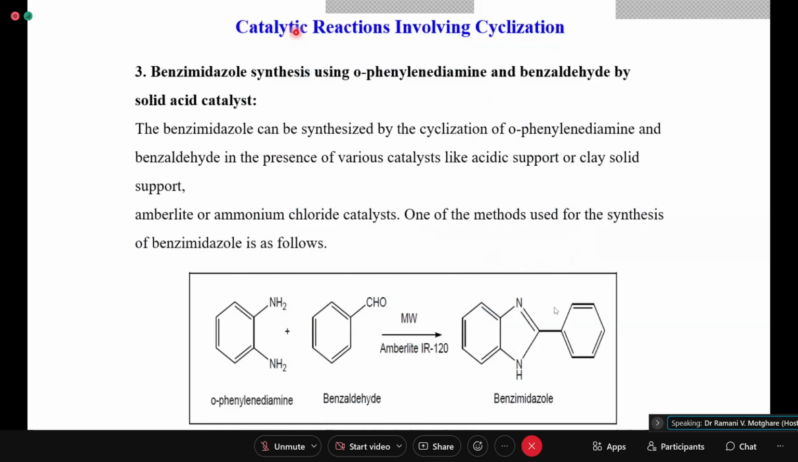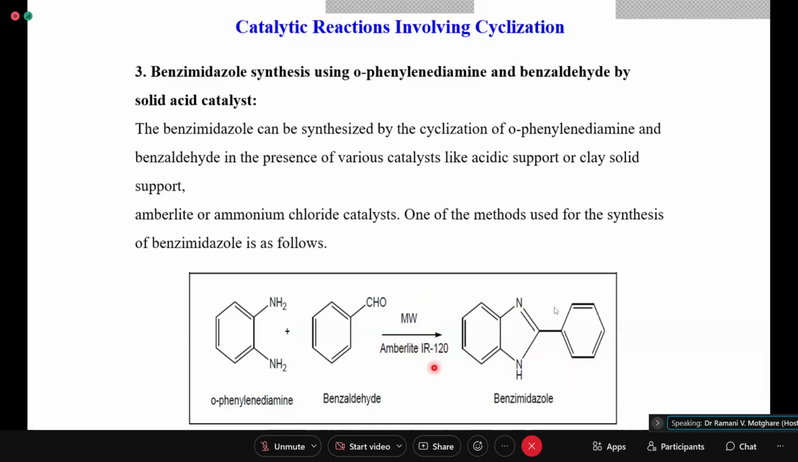Okay, then catalytic reaction involving cyclization: benzimidazole synthesis using orthophenylenediamine and benzaldehyde by solid acid catalyst. The benzimidazole can be synthesized by cyclization of orthophenylenediamine and benzaldehyde in presence of various catalysts. Okay, so catalysts like acid support or clay solid support, Amberlite or ammonium chloride catalyst. So you have different types of catalyst.